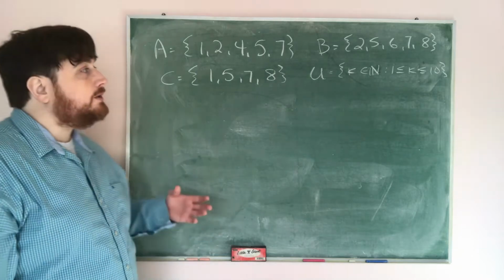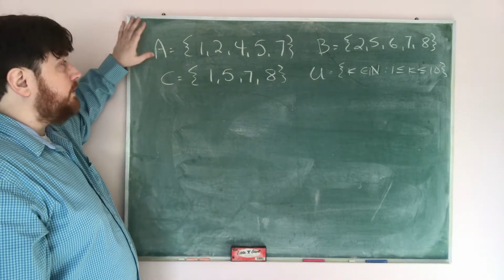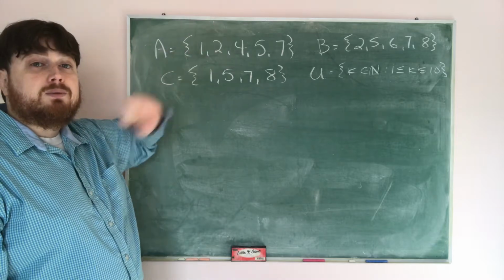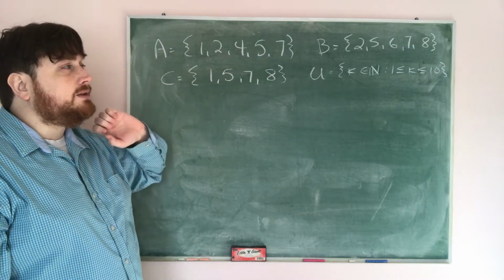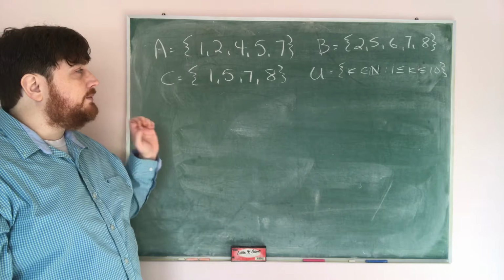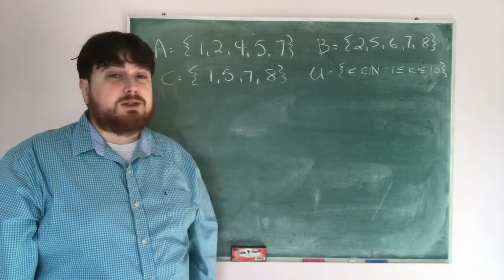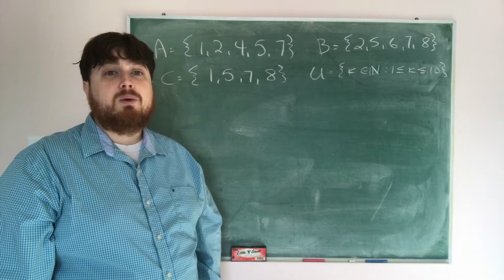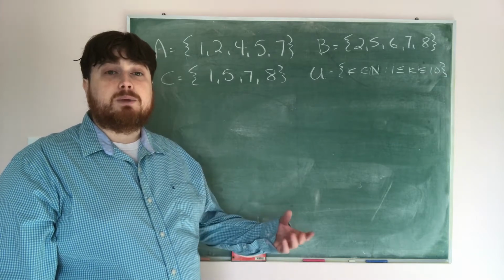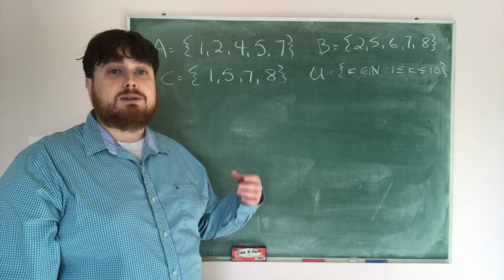So what we're going to have here is four sets in all. We'll have A as 1, 2, 4, 5, 7, B as 2, 5, 6, 7, 8, C as 1, 5, 7, 8, and our universal set is going to be all natural numbers between 1 and 10. And what we want to do then is draw a Venn diagram which shows all of these intersections and unions properly.